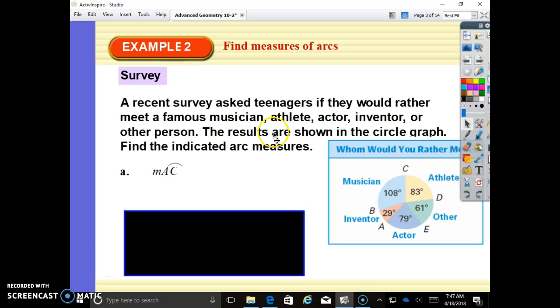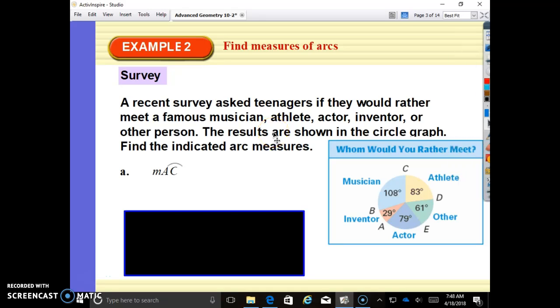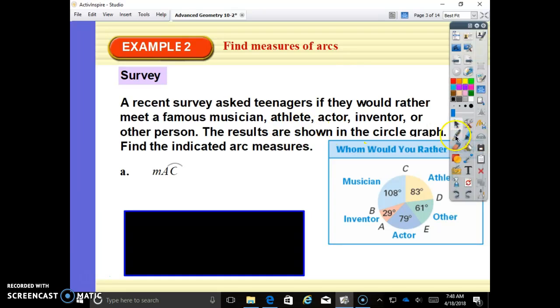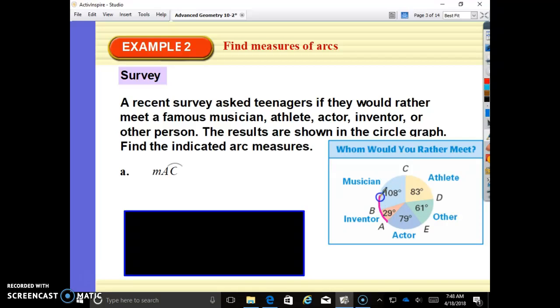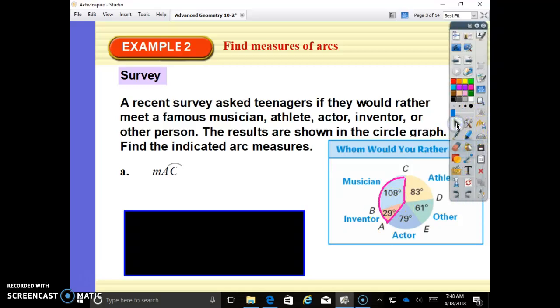A recent survey asked teenagers if they would rather meet a famous musician, athlete, actor, inventor, or other person. The results are shown in the circle graph. Find the indicated arc measures. So we're looking for the measure of arc AC. How many degrees is the measure of arc AC? 108 plus 29 is 137.